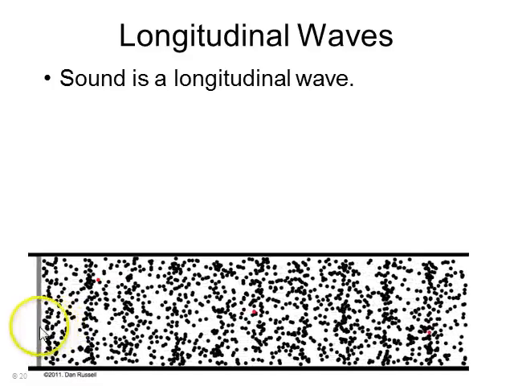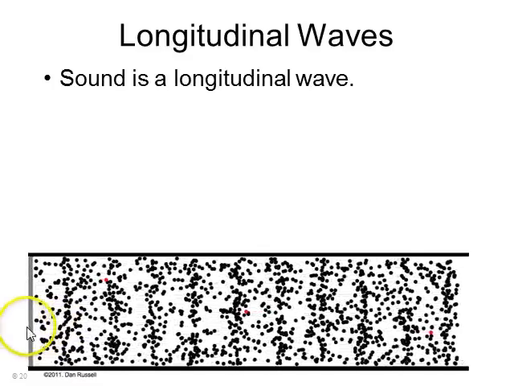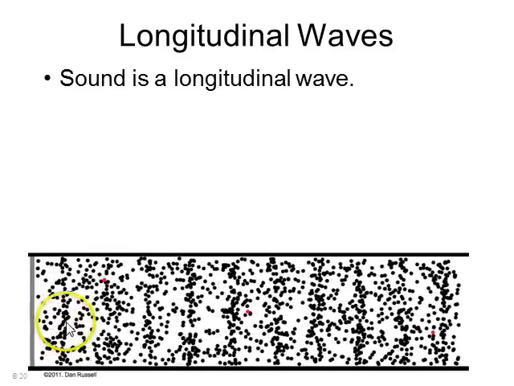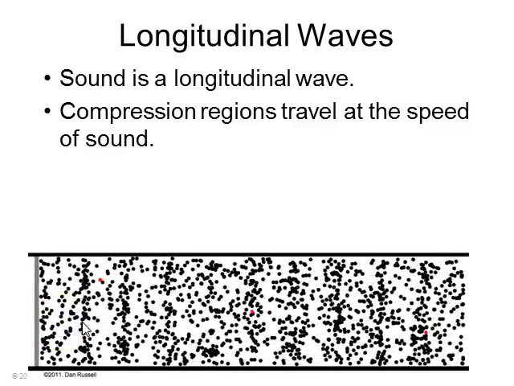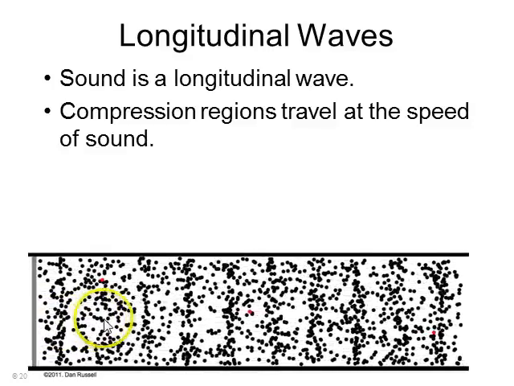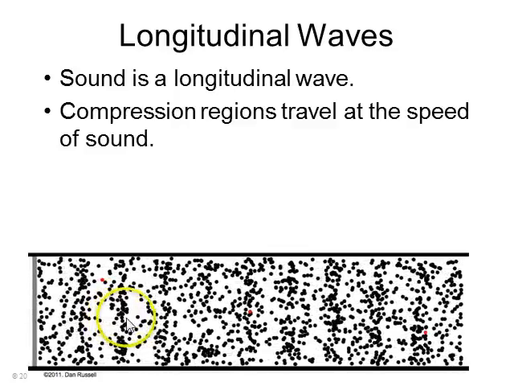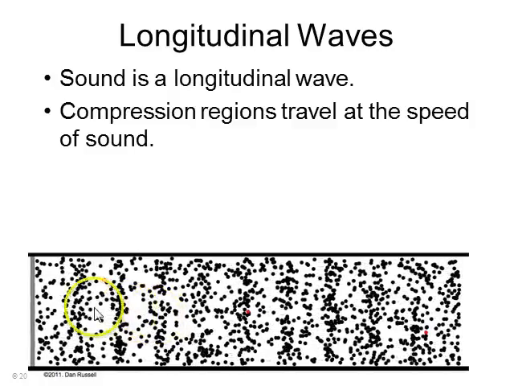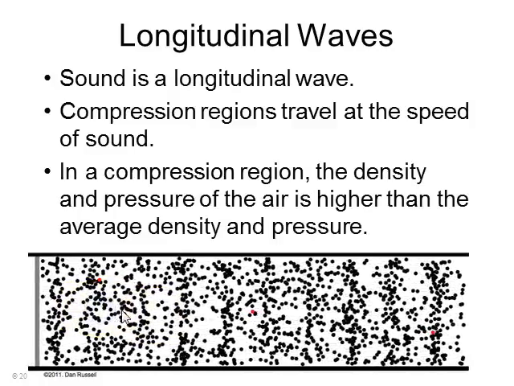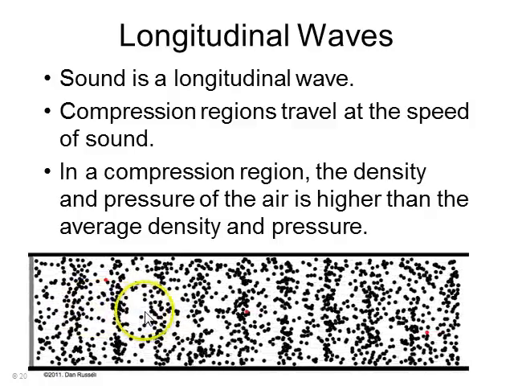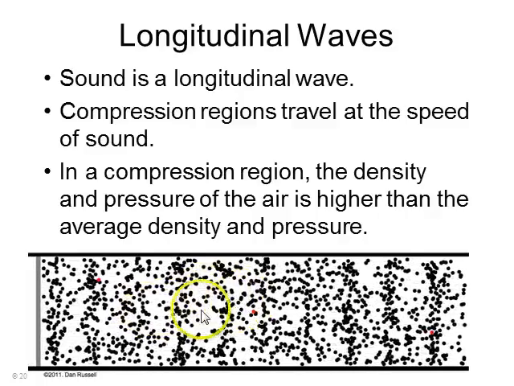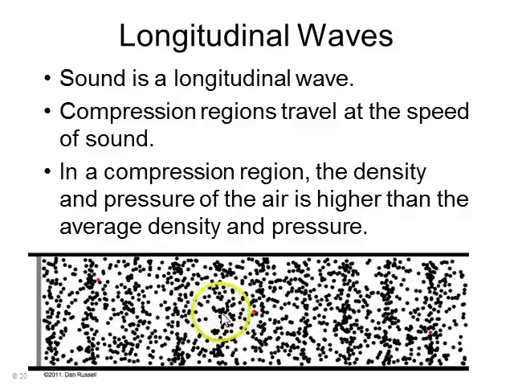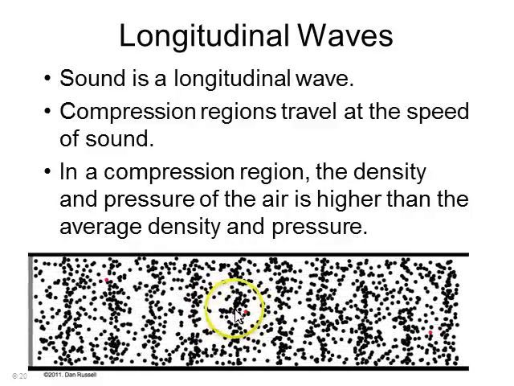And as this speaker oscillates back and forth, when it pushes to the right, it creates a compression region, and that compression region travels away from the speaker at the speed of sound. And as the speaker oscillates, there's multiple compression regions separated by rarefaction regions, where the density is a little lower. And so in this compression region, the density is a little higher. Also, the pressure of the air is a little higher, which is why sound is sometimes called a pressure wave.